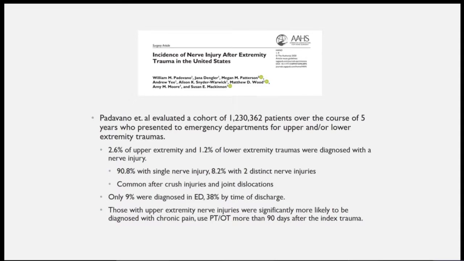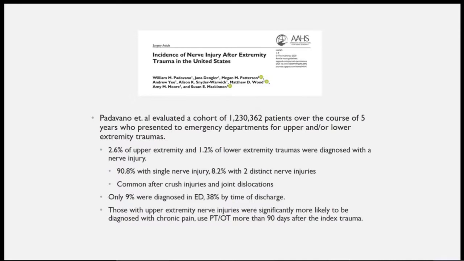And they found that in 2.6% of upper extremity traumas and 1.2% of lower extremity traumas, there was also a nerve injury. It was usually a single nerve injury, and most of the time, it was not diagnosed in the emergency department. About 38% were diagnosed by the time of discharge, but the remainder were not identified as nerve injuries until some point during follow-up.